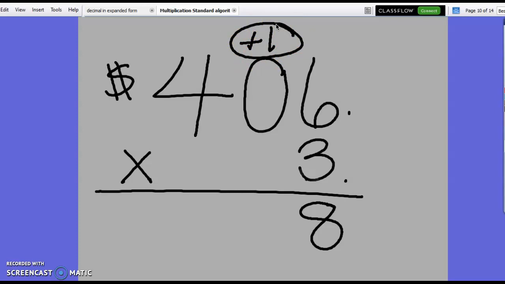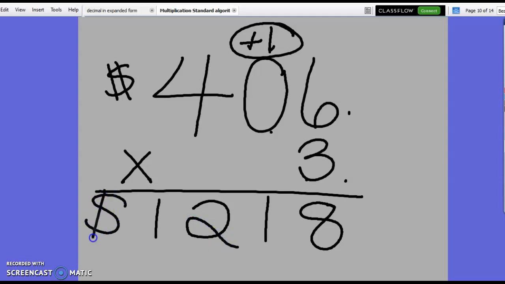Then you have 3 times 0. And remember, anything times 0 is 0. So 3 times 0 is 0, but then you have a plus 1. So that 1 comes down. Then your 4 times 3 is 12. Now we don't have anything to regroup, so your 12 drops down to the bottom. And then we put all of our symbols for our answer. We have a dollar, and here's a comma. So your answer should read $1,218.